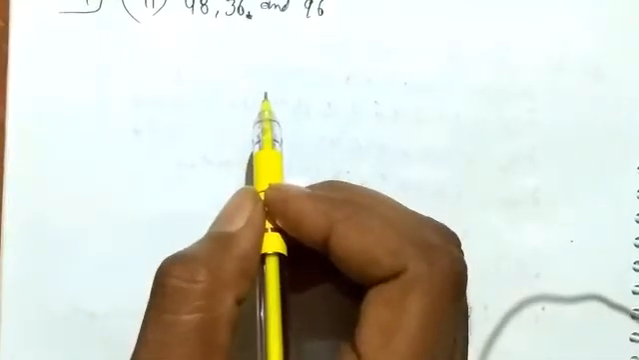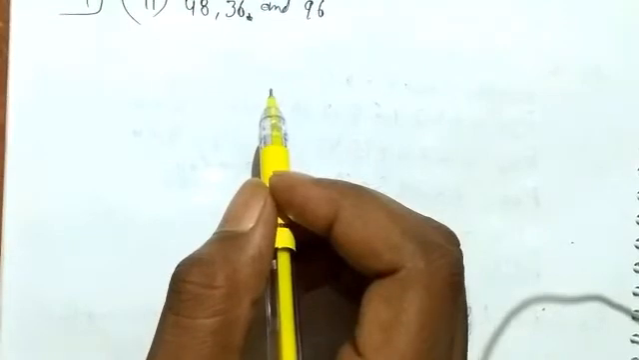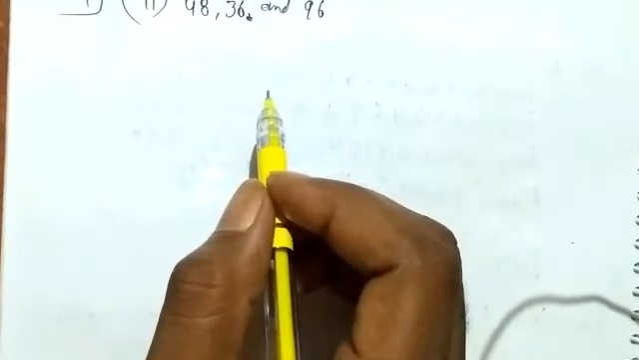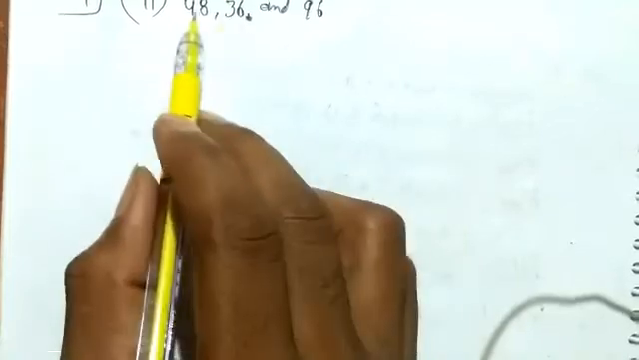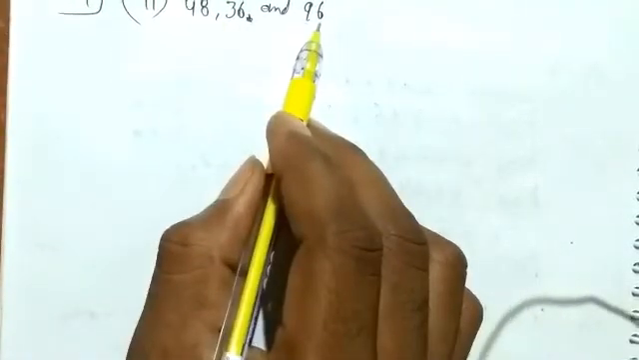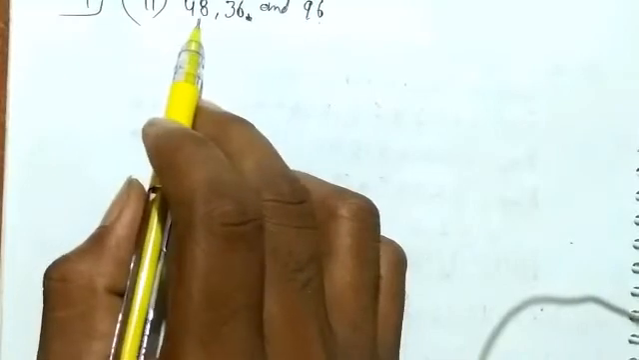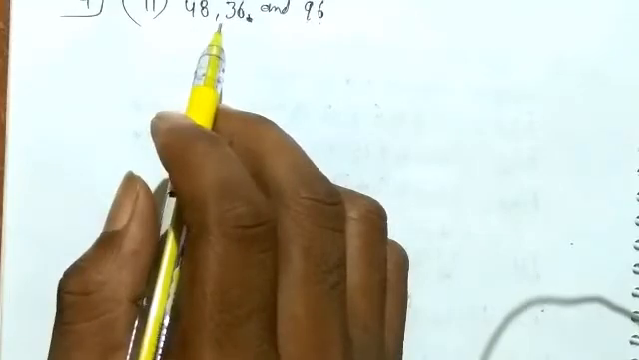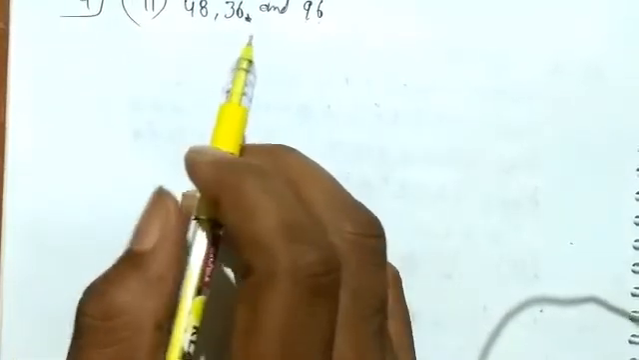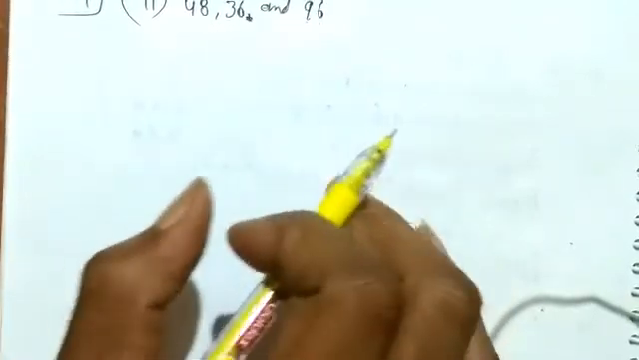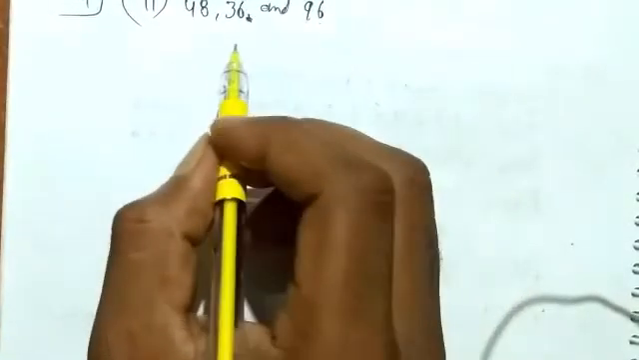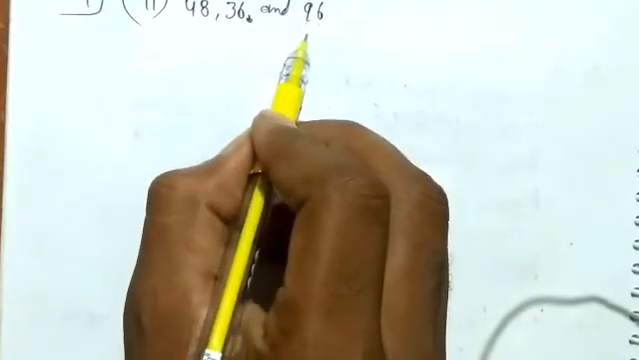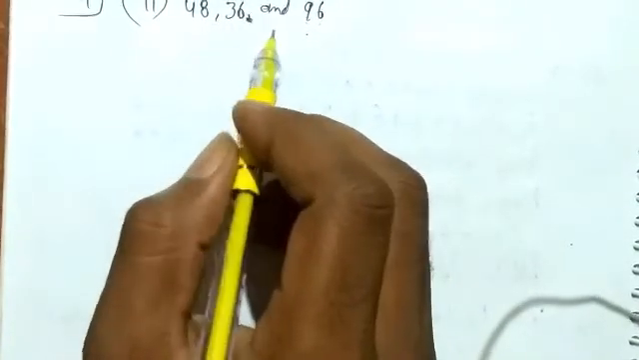Question number 4, that is, use a method of your own choice to find the HCF. Means any one method. I have explained three methods to you. Out of these three methods, you can use any one and find the HCF of these three numbers. But in this question, I will give you a different method, the fourth method, that is the common division method. That is a very easy method, and commonly this method is used to find the HCF.